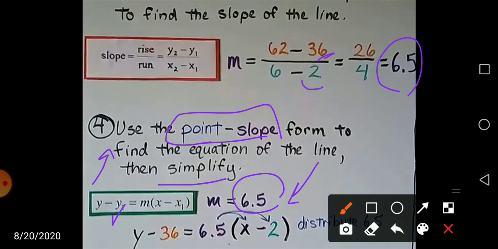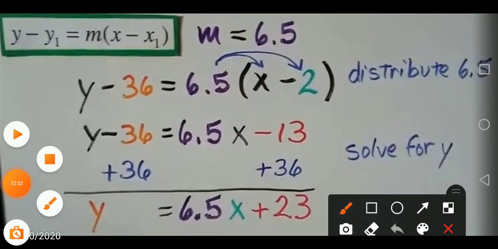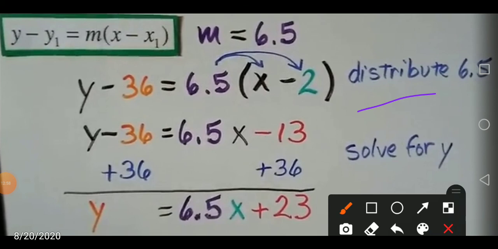Okay, I want to show you this one. So I have here the answer, then distribute 6.5. So I want to solve for this. Let's see how. We are going to multiply, distribute 6.5 for x, then for negative 2. 6.5 times x gives me 6.5x. 6.5 times negative 2, positive times negative gives you, yes, negative 13.